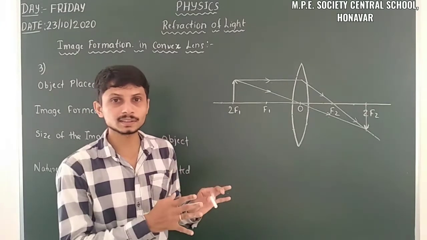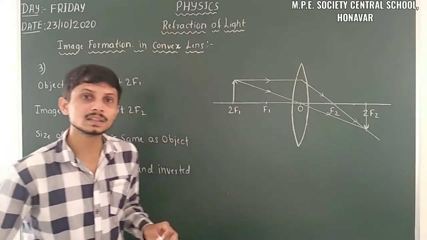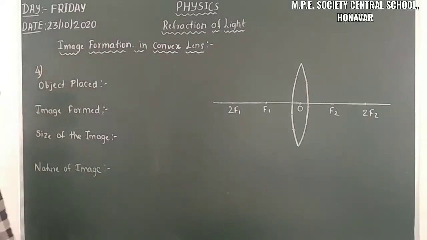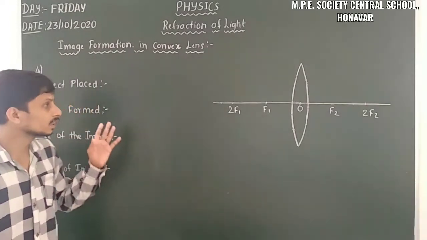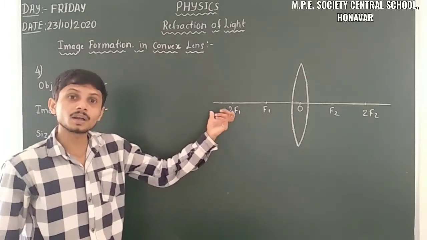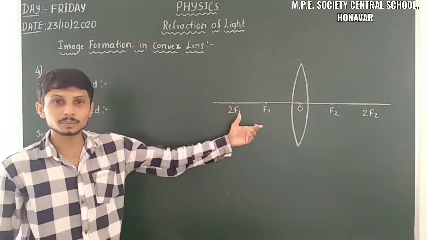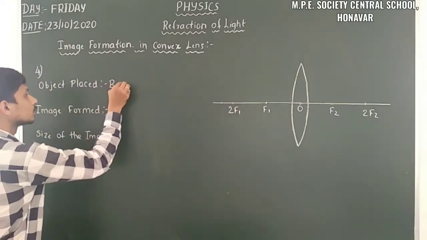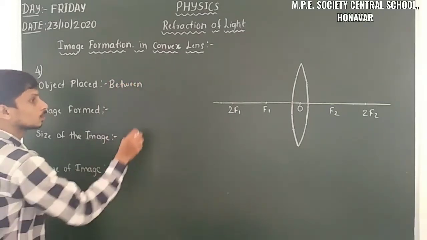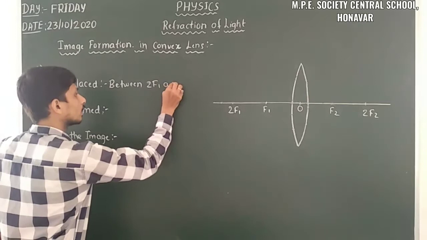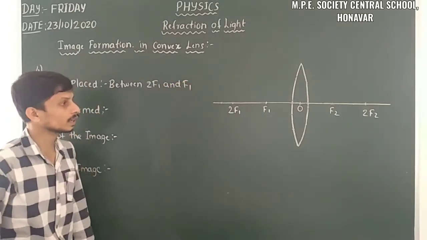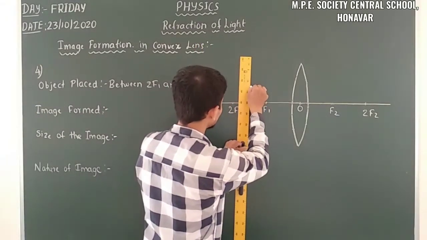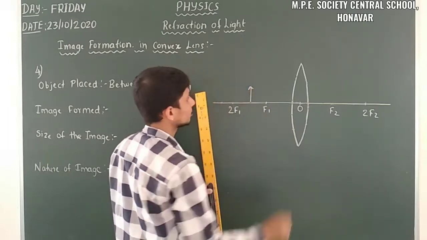So let us move on to the next ray diagram, that is the fourth image formation. Here, the object is placed between 2f1 and f1. So between 2f1 and f1 we have to place an object here. So let us place an object here. Here is an object.